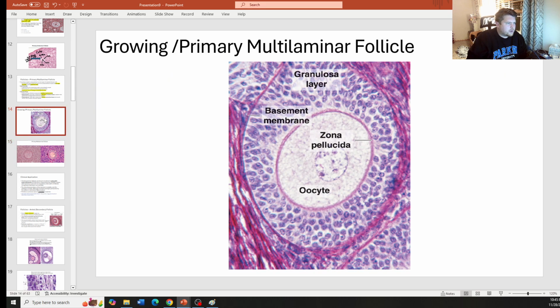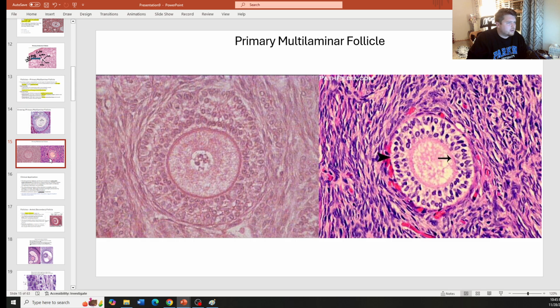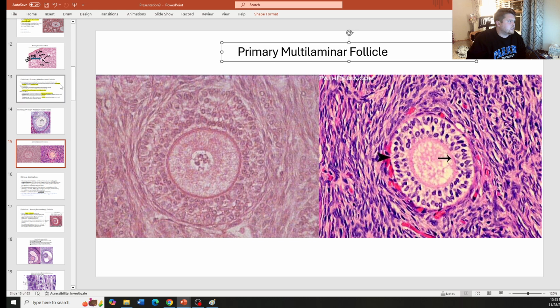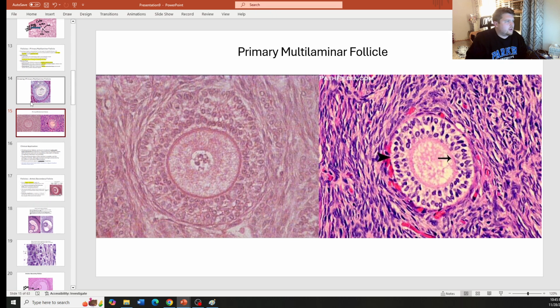I thought that I had a picture with the theca interna and externa. I probably do in the lab material, so if you want to go and check those out, see if there is an image with those labeled on it.